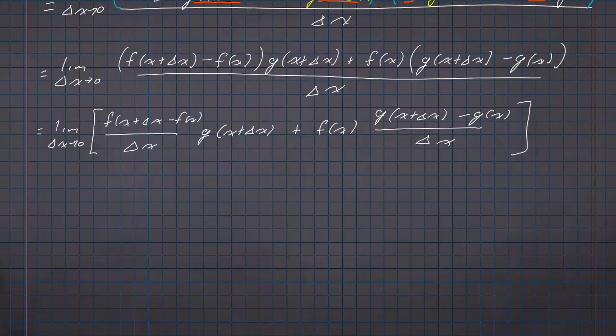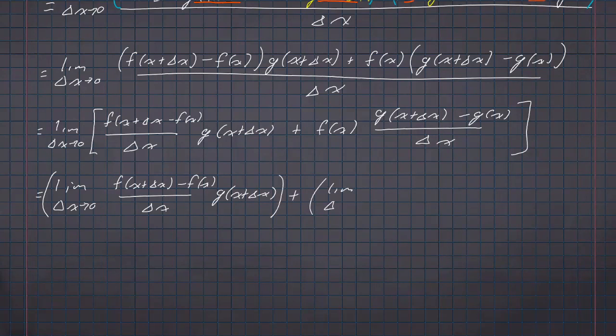Because now I'm taking the limit of a sum. And the limit of a sum is the sum of the limits. So this is the limit as delta x goes to 0 of f of x plus delta x minus f of x all over delta x times g of x plus delta x, plus the limit as delta x goes to 0 of f of x times g of x plus delta x minus g of x all over delta x.